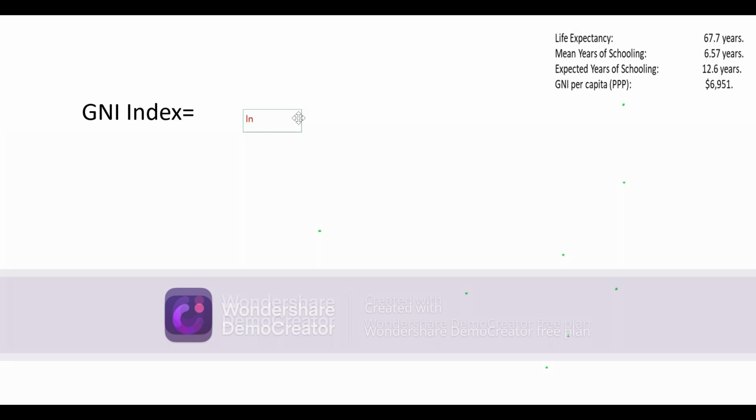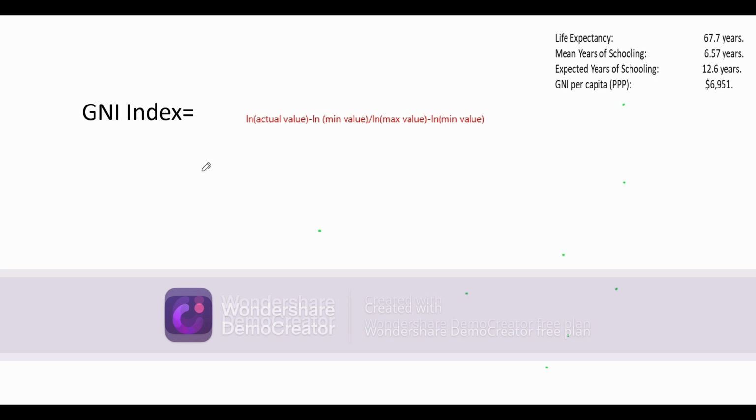the GNI index equals log actual value minus log minimum value, divided by log of max value minus log of minimum value. So this is the formula for calculating the GNI index.